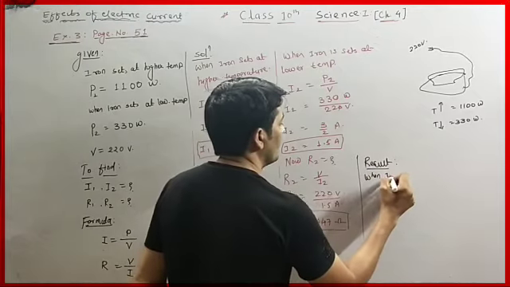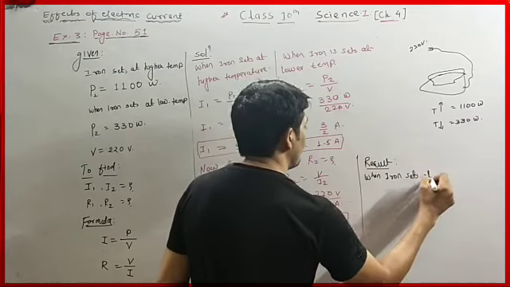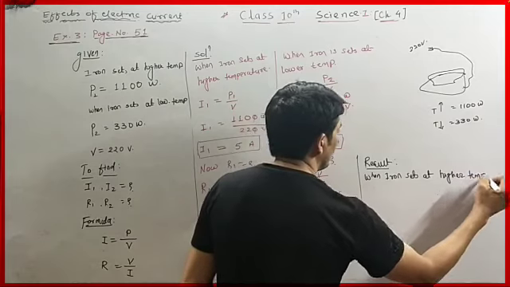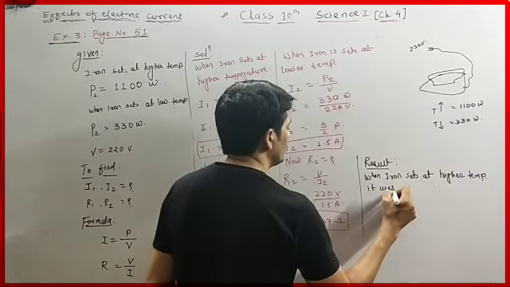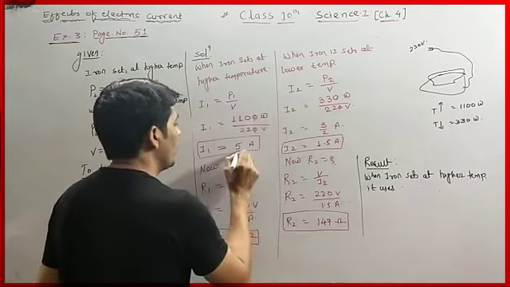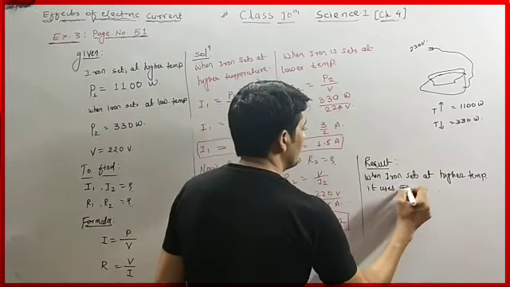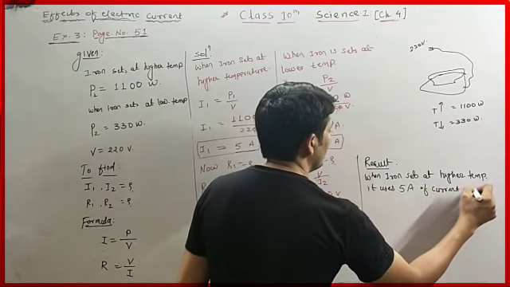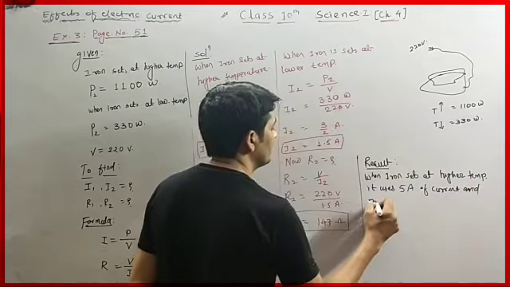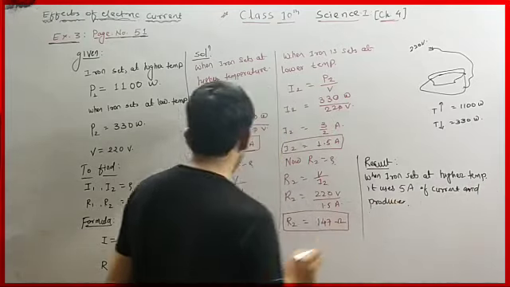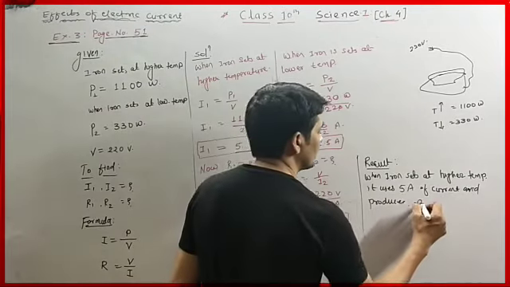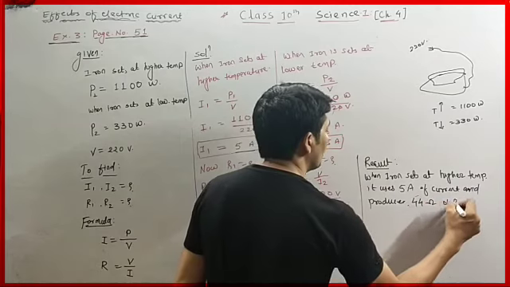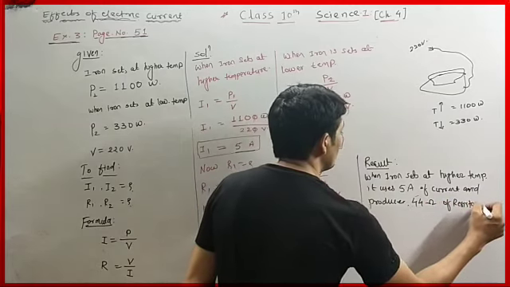When iron sets at higher temperature, it uses 5 ampere of current, and produces 44 ohm of resistance.